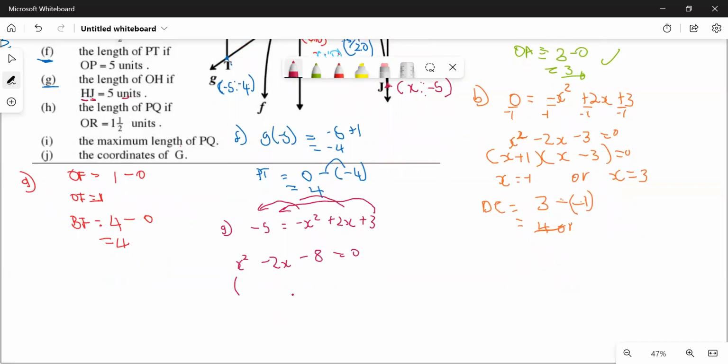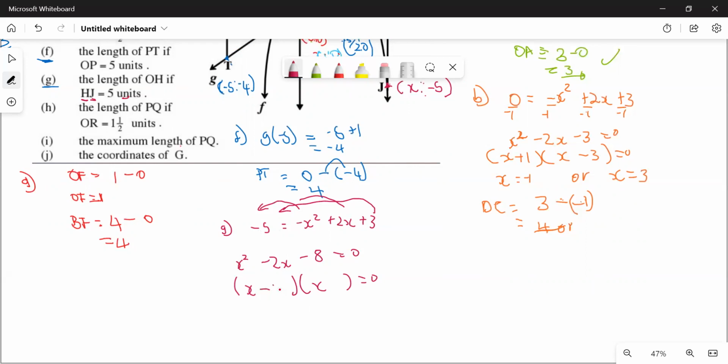Now that we have this, what are you going to do here? Factorize. Okay, let's factorize. I have x, I have x. What am I going to put here? Plus 4, minus 2. Minus 4, plus 2.